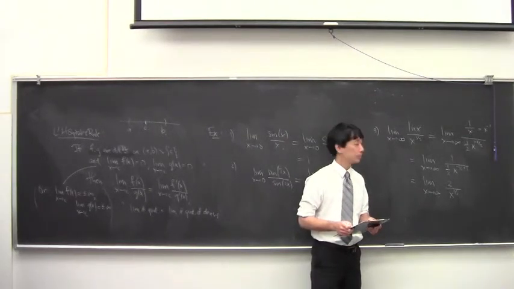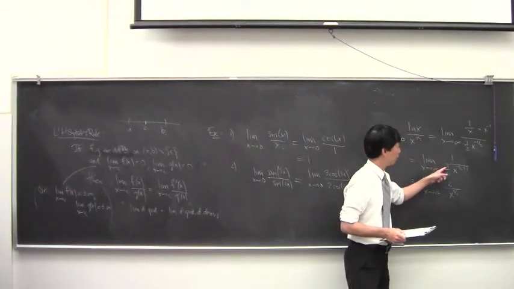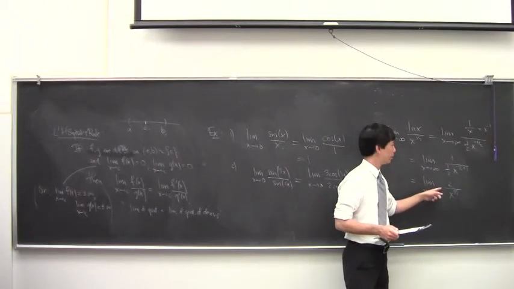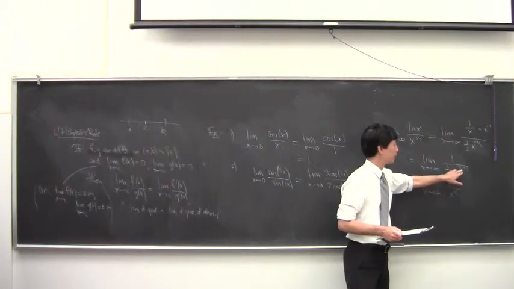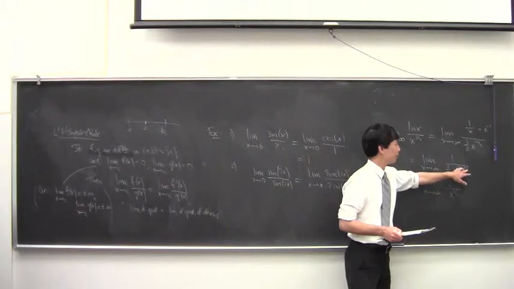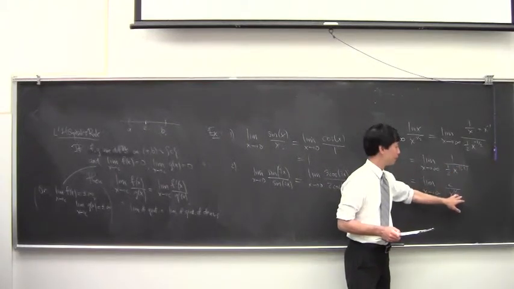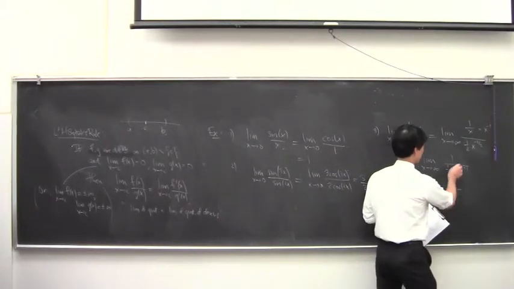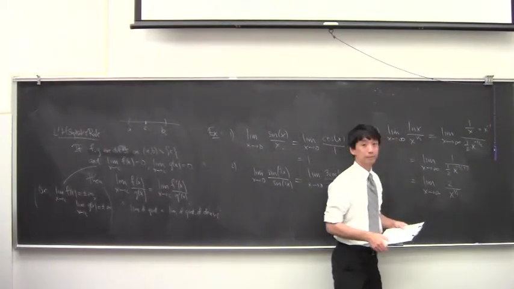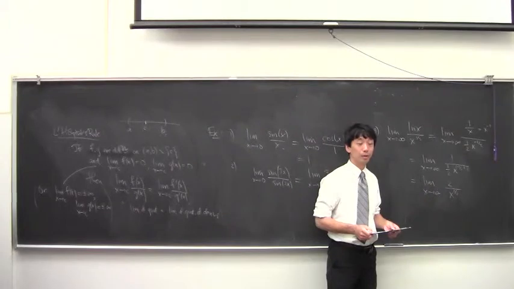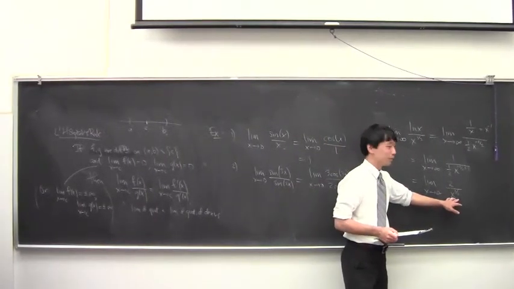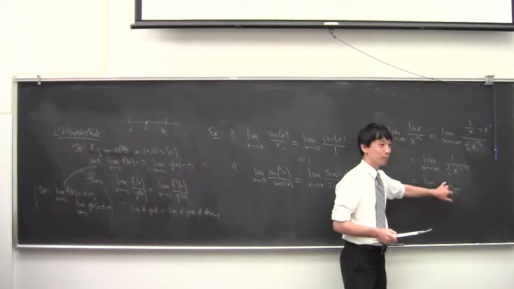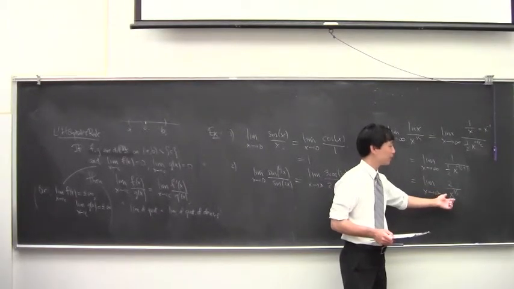Can you explain that last step? 1 over 1/2 is 2, right? And x to the negative 1/2 plus 1, well, negative 1/2 plus 1 is 1/2. Oh, the 1 is in the exponent. Yes, the 1 is in the exponent. And that's it? That's the line? We haven't computed the limit yet. We've just simplified, right? So as x goes to infinity, what happens?